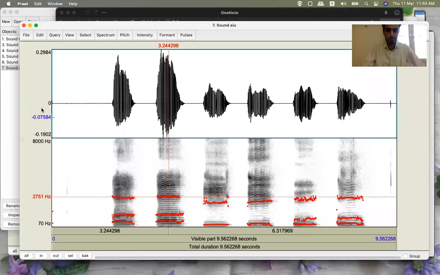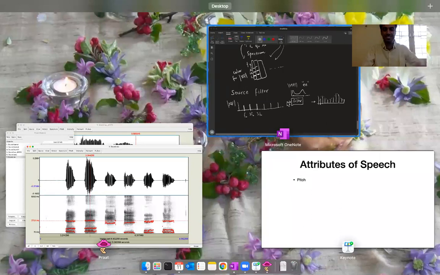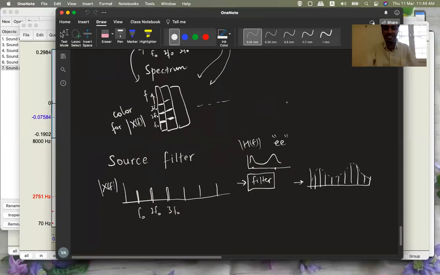Is that clear? Yes, sir. Now you can design your own features because you know what exactly you are looking for.